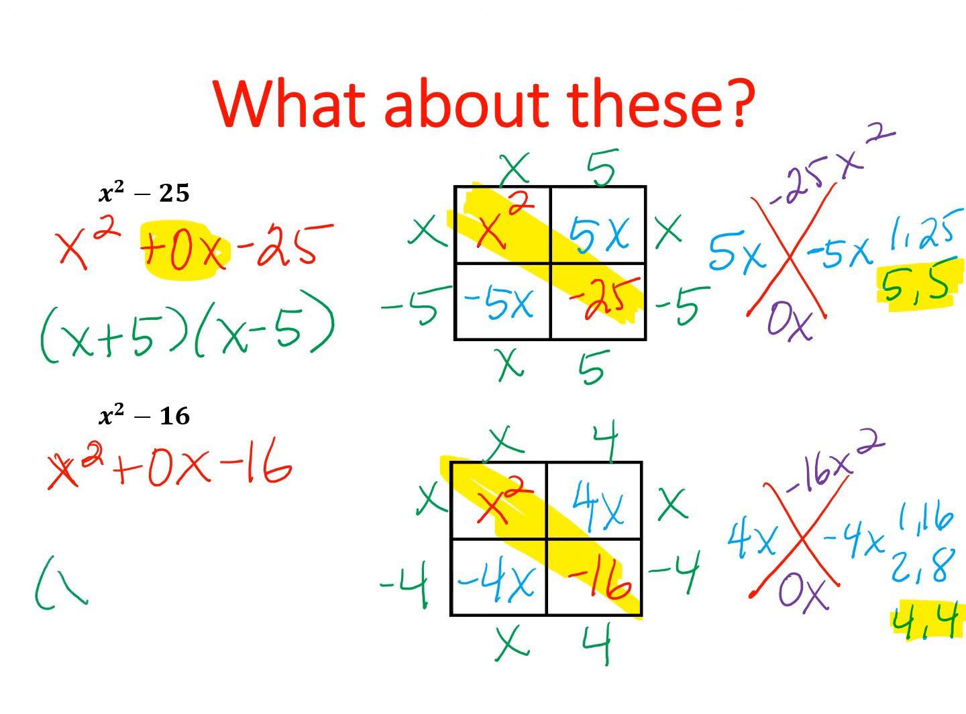So our factors are x plus 4 and x minus 4. Once again, one is positive and one is negative. This is called the difference of two squares.